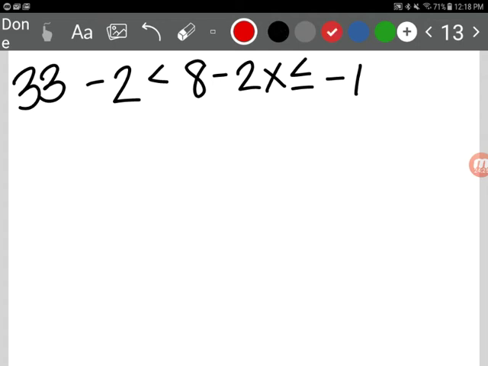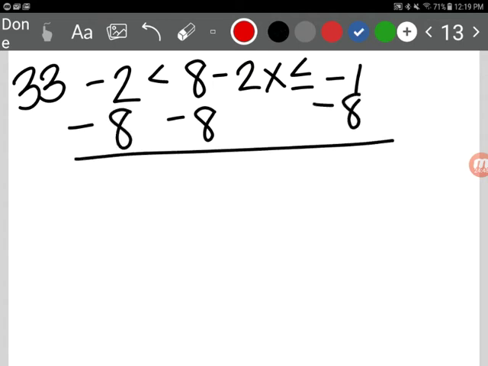If you notice, I have a front, a middle, and a back. Notice that x is in the middle. My goal is to get x by itself, as I would with any type of problem. To get x by itself, I want to start off by subtracting 8. So I'm doing my additive inverse. The 8s equal 0. They're opposites. Opposites equal 0. Then we're going to combine our like terms.